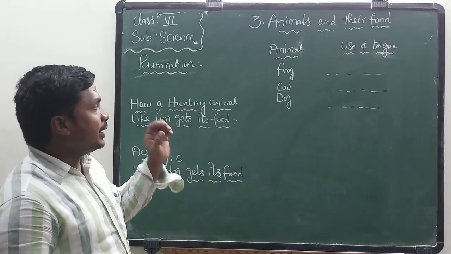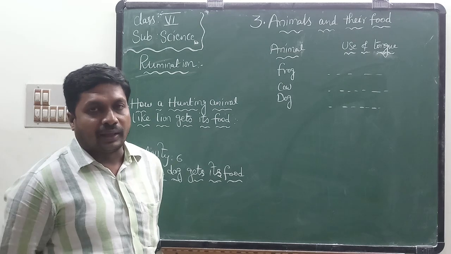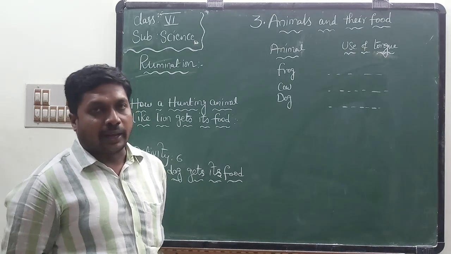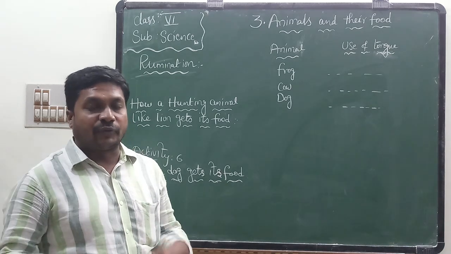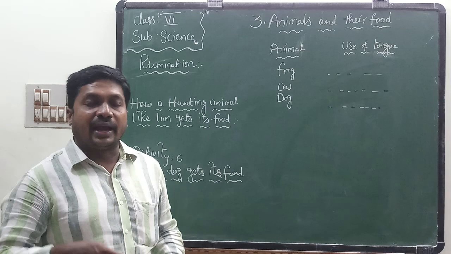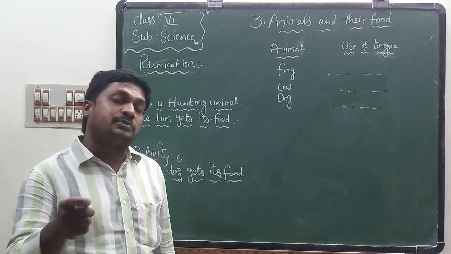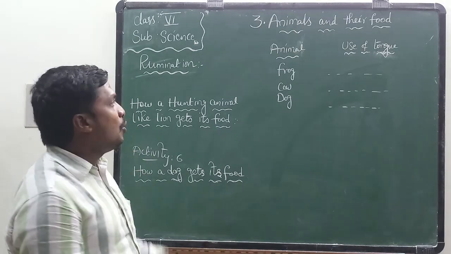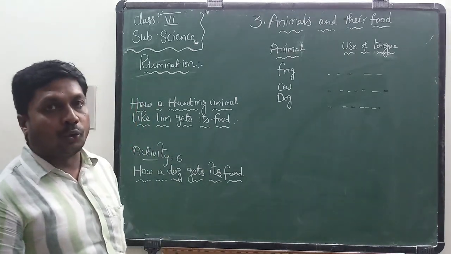6th class students. In the previous class, 3rd lesson, Animals and Their Food, I explained about herbivores, carnivores, omnivores, how different animals use different parts to take food materials, and how the same type of food is eaten in different ways by different animals. Now I will explain another important topic in the 3rd lesson, called rumination.